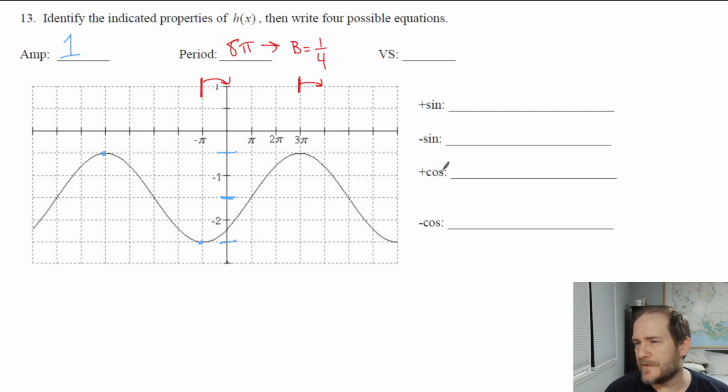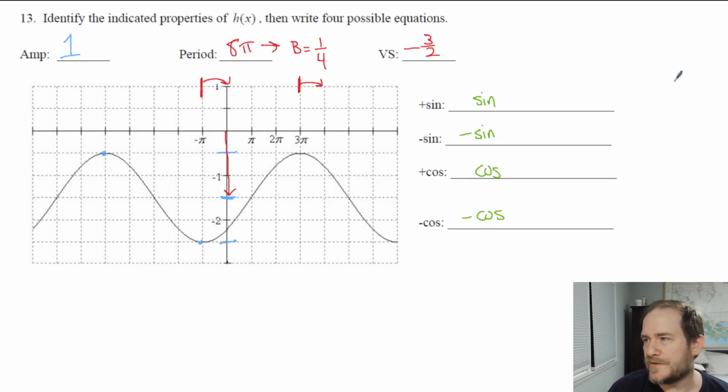And then our vertical shift. Well, the vertical shift is this initial shift down to the midline, which seems to be 1, 2, 3 boxes, which is 3 halves in a downward direction. But that's it. We have pretty much everything we need now. We know the amplitude is 1, so we'll get 1 times the sine of, we'll get negative 1 times the sine of, we'll get cosine, we'll get negative cosine. But that's it. We just decided our b value was 1/4.